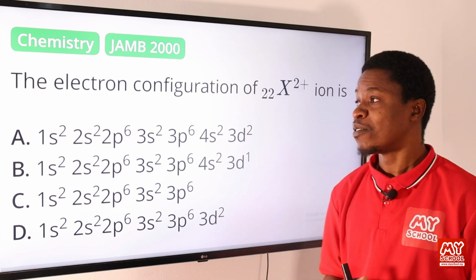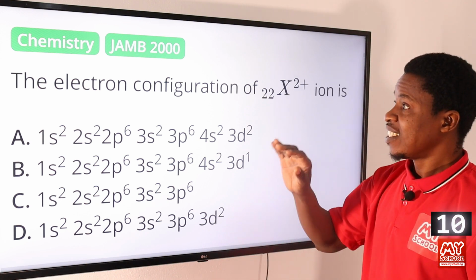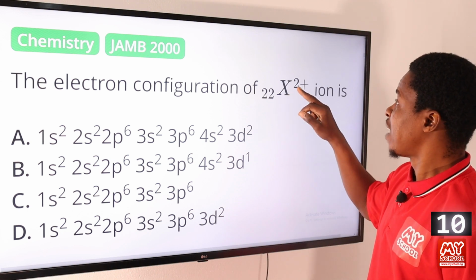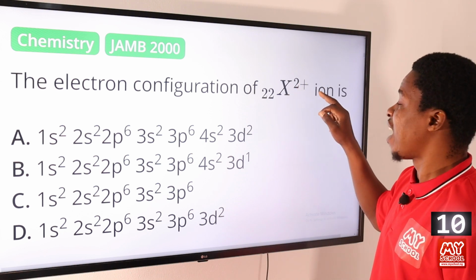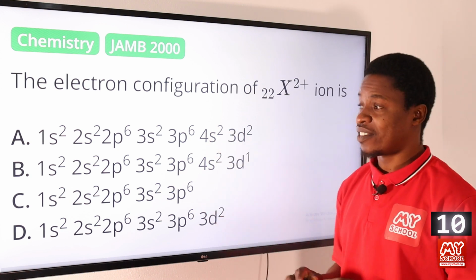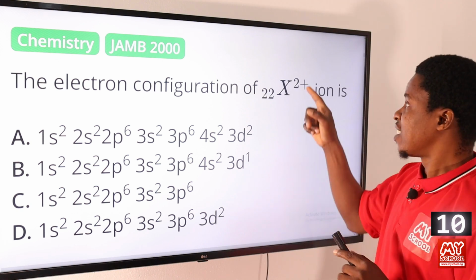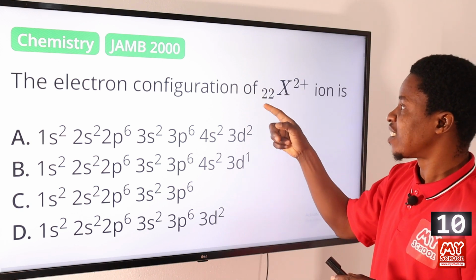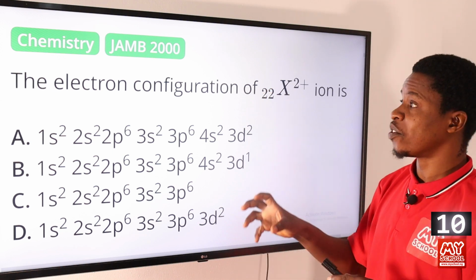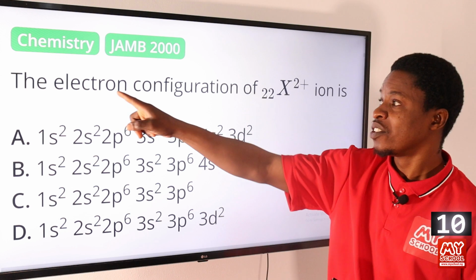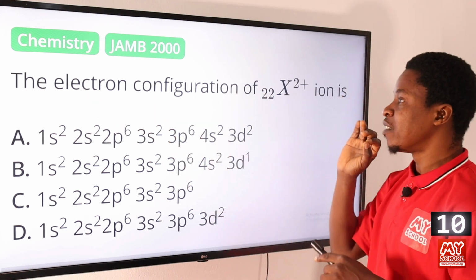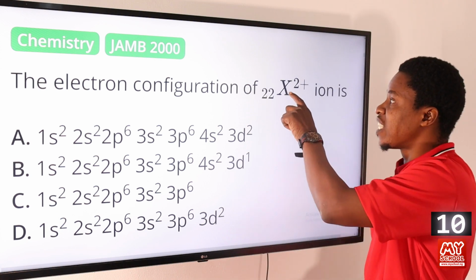Now let's go to question number 10. The electron configuration of X22, with a valency of 2+ ion, is what? To attempt this question, you need to know first that 22 is our atomic number, that is the number of protons. And we are talking about electron configuration, electrons, not protons, so the way electrons are arranged for this element.